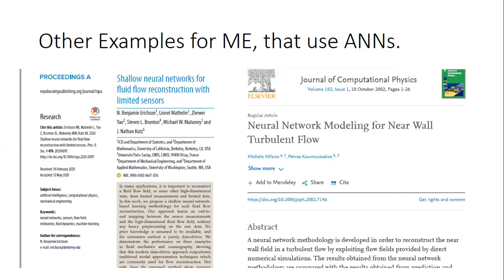And again, recently, the paper on the left by Benjamin Erichson, who was a postdoc with Professor Steve Brunton, has some interesting results in fluid reconstructions using artificial neural networks with a small number of hidden layers. They are called shallow neural networks. He only has two hidden layers, with 20 or 30 neurons.